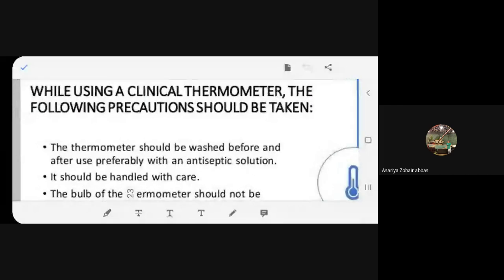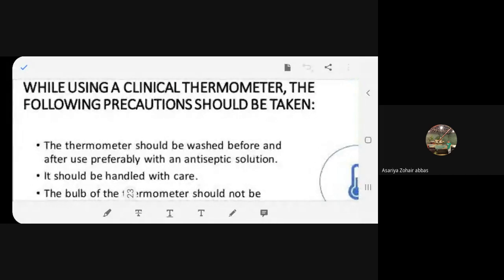What are the precautions that you have to take while using the clinical thermometer?